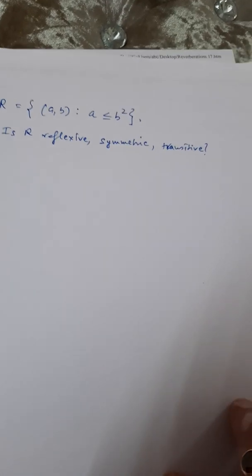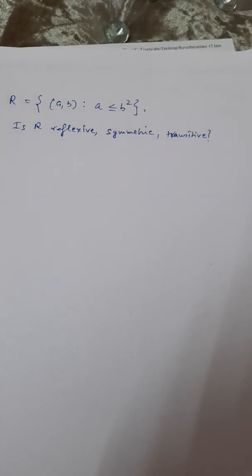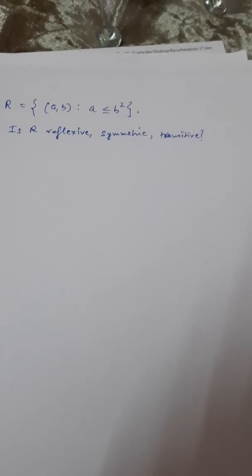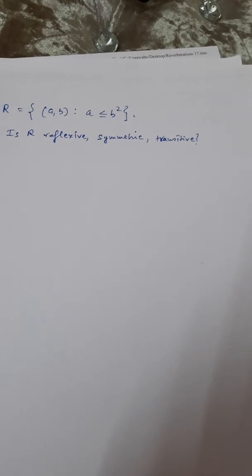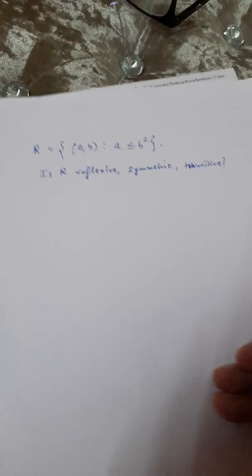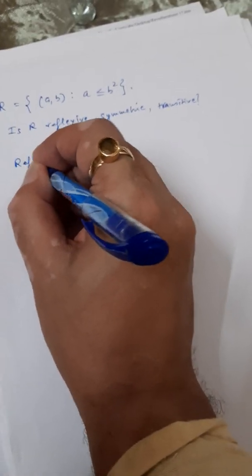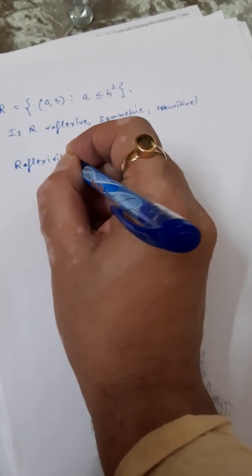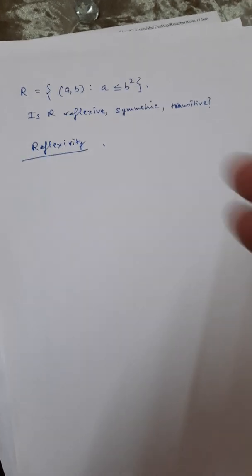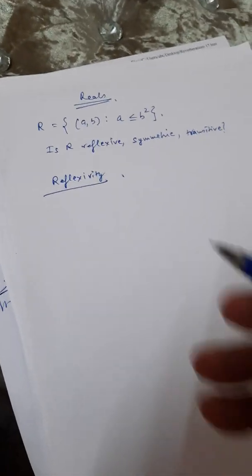Whenever the relation is reflexive, you have to prove it. If it is not reflexive, you can either give the counterexample or you can prove it out. But here it's better if you give the counterexample. Now, reflexivity. As far as reflexivity is concerned, I am taking it on reals. So, obviously, a and b are reals only.